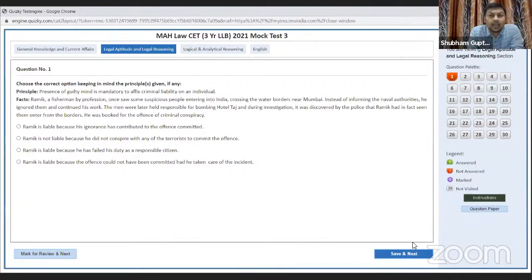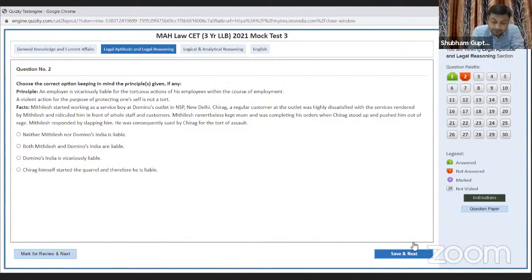So tell me, did he ever think about any criminal aspect? Was he having criminal thoughts in his mind? So the answer would be clear, no. So now if you read, Ramik is liable. It should not be read forward because he should not be liable. Now, if I see second, Ramik is not liable. Very good. This could be the answer. Let's read others. If you read C and D, again I can see Ramik is liable is written. So I would mark B and move forward.